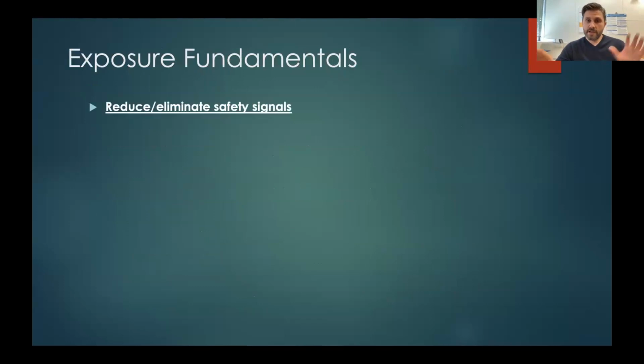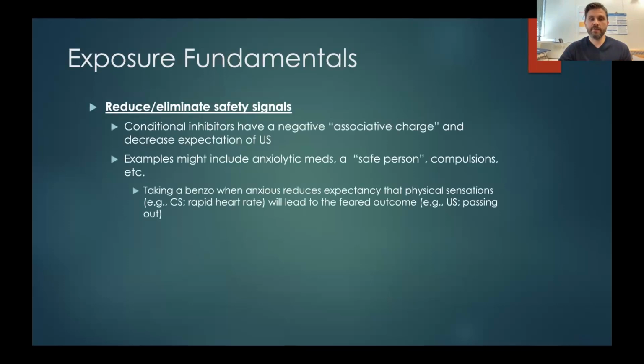So, more exposure fundamentals: we've figured out what the US is, figured out the CS. We're trying to do things to target expectancy violation. And so, of course, part of this is reducing or eliminating some of those safety signals that are there. Things called conditional inhibitors have this negative associative charge, and they decrease expectation that the US is going to occur.